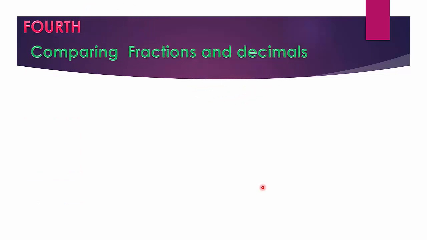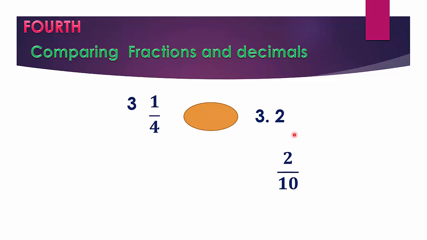Let's see the last case here. If I have comparing fractions and decimals, if I have a decimal and a fraction, how can I compare them, teacher? Here, my students, I have 3 and a quarter, and here I have 3.2. How can I make comparing between these, teacher? I don't have the same form here, teacher. Okay, let's make, teacher, this decimal number. I will convert the decimal number into a fraction.